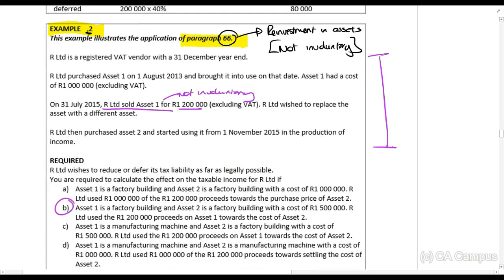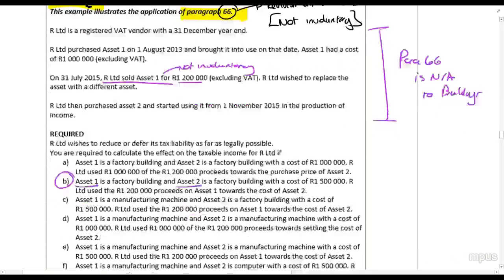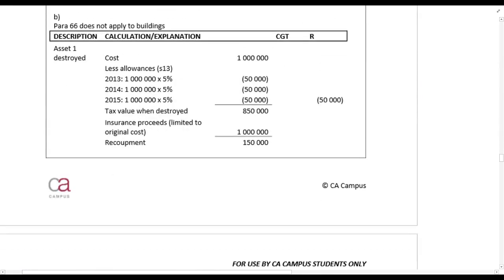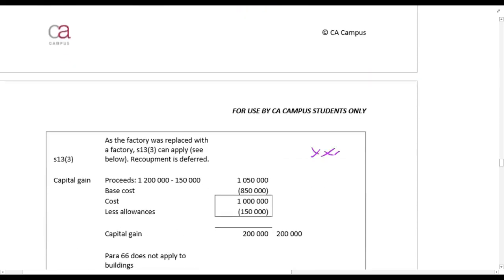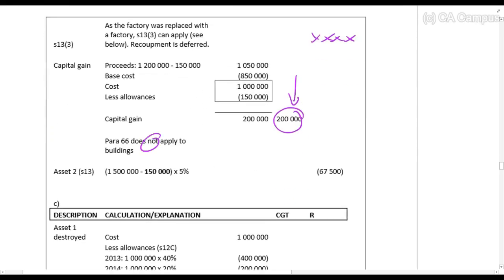So look at B. Asset 1 is a factory and asset 2 is a factory. Now remember, paragraph 66 is not applicable to buildings. So what does it mean for us? When we calculate number B now, there's our recoupment. However, we're not including it because paragraph 66 applies. There's our capital gain. Can you see we are including it in our CGT column because paragraph 66 does not apply. What do we do with the recoupment?